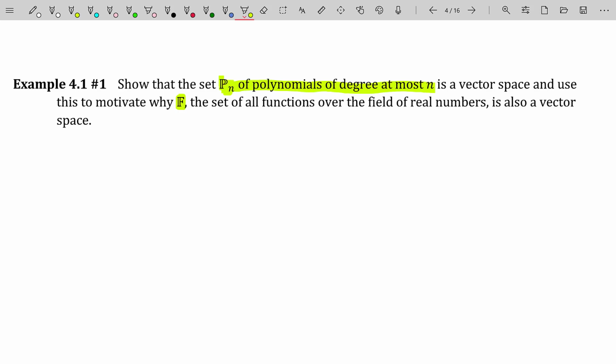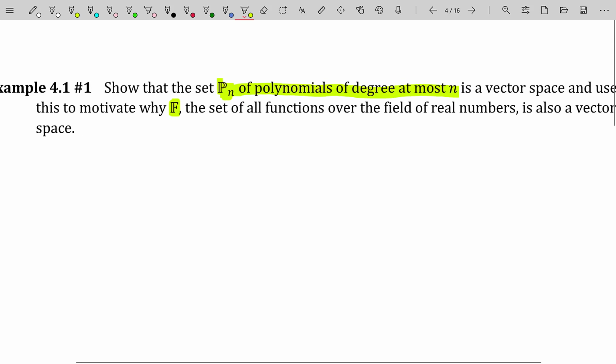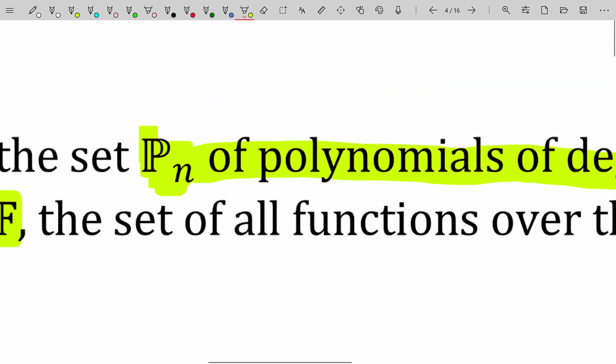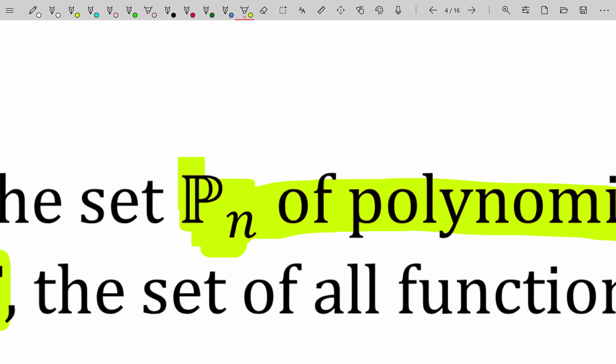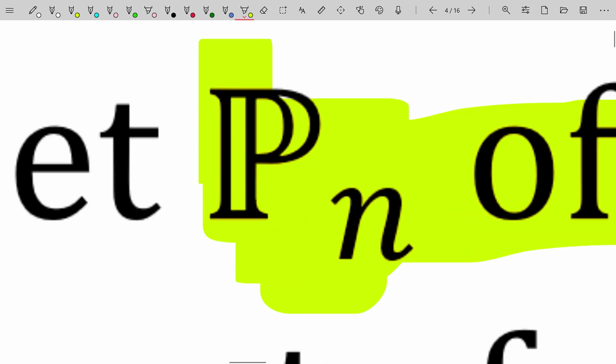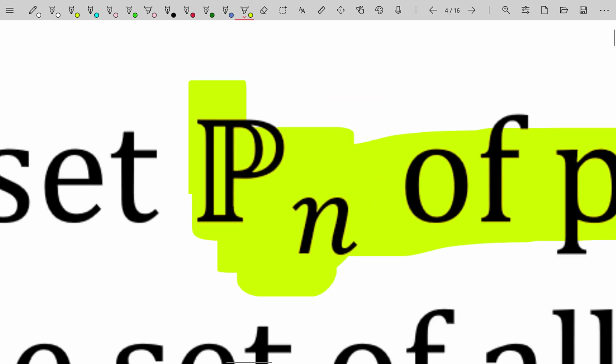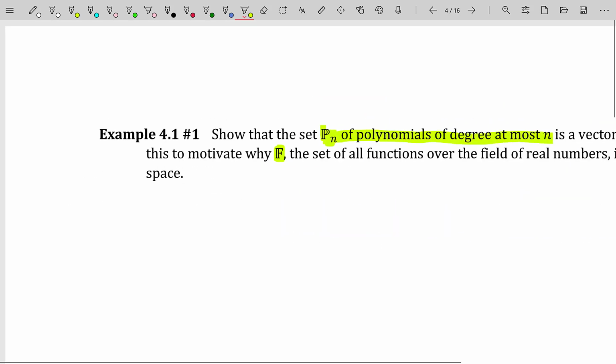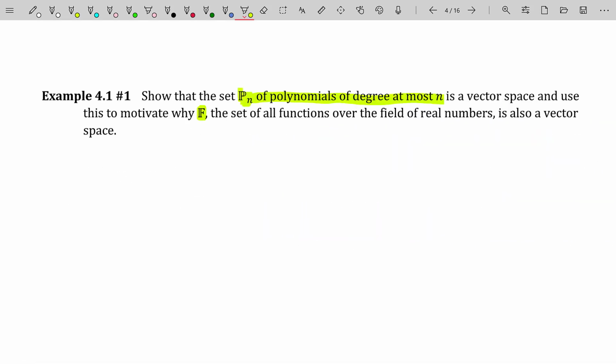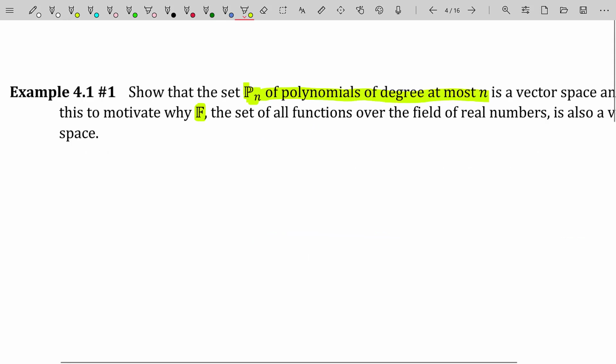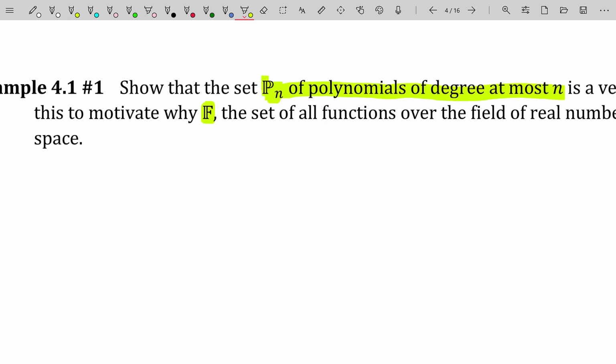Probably the hardest part of a problem like this is that you have to get used to polynomials being called vectors. And contextually, they really are vectors. They exist within a vector space, which we're going to prove that P sub n is. And because they're elements of that P sub n, we can call them vectors. Well, let's go ahead and list out what P sub n sort of looks like.